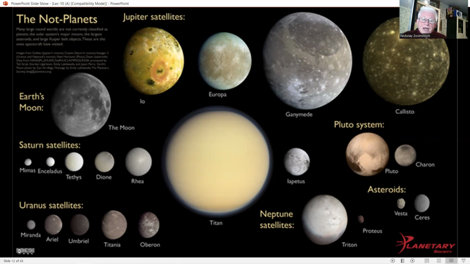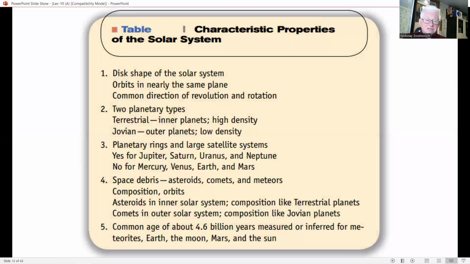The large satellite systems of the Jovian planets may contain two kinds of moons. Some moons may have formed in orbit around the planets in a miniature version of the solar nebula. Some of the smaller moons, in contrast, may be captured planetesimals, asteroids, and comets. The large masses of the Jovian planets would have made it easier for them to capture satellites. Notice in this table that all four Jovian planets have ring systems.